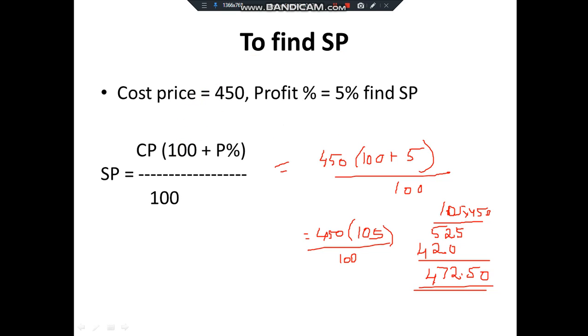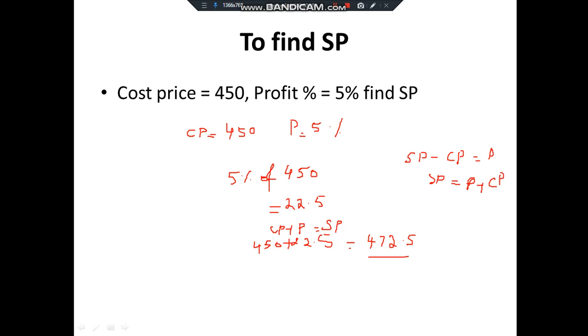See, given cost price and profit percentage. Cost price is equal to 450 and profit percentage is equal to 5%. Find SP. So SP is given by the formula CP into (100 plus P percentage) by 100. If you want, you can follow this. But the best method is understand and write the answer. See, cost price is 450 and profit percentage is equal to 5%.